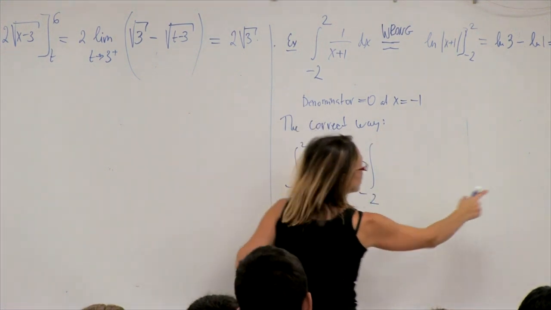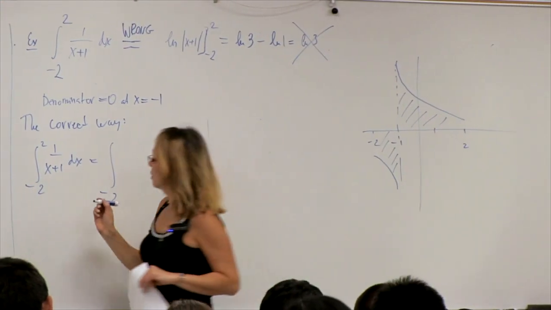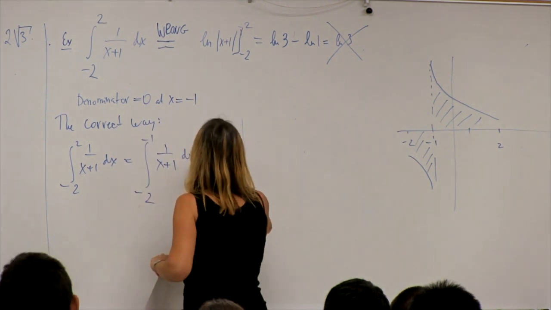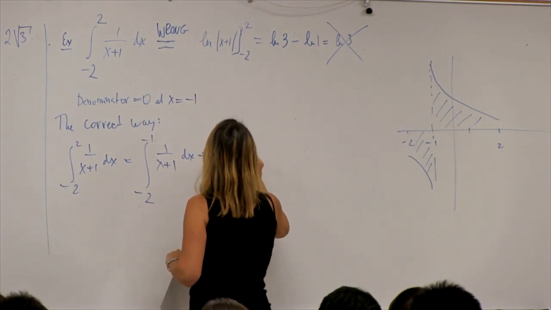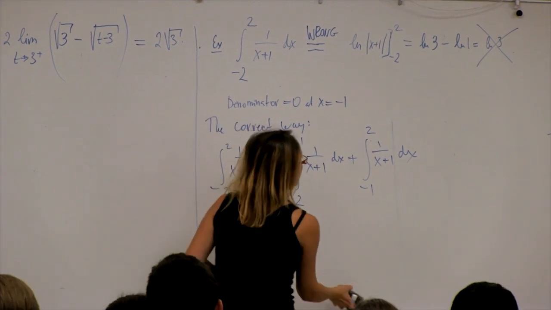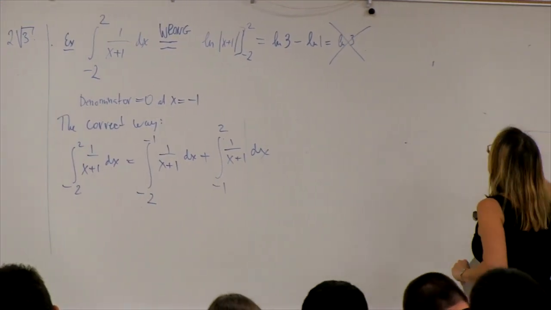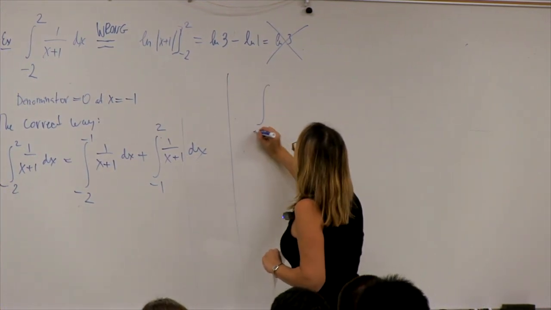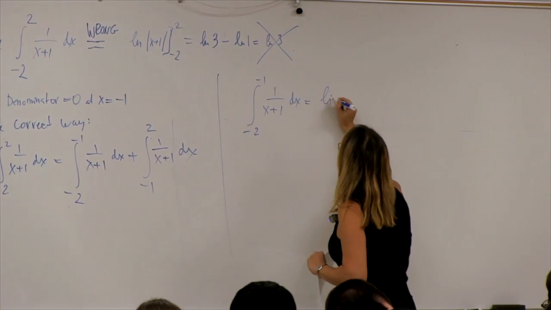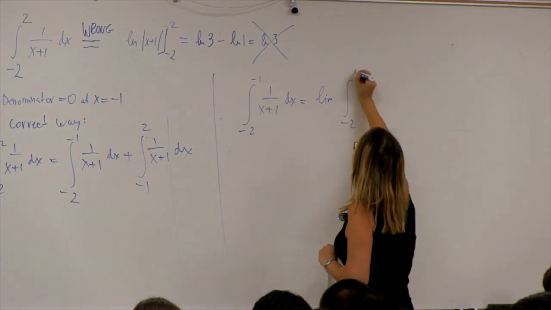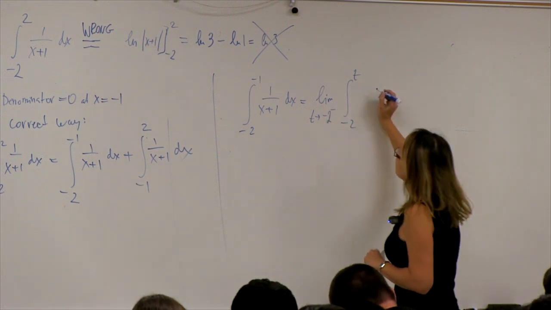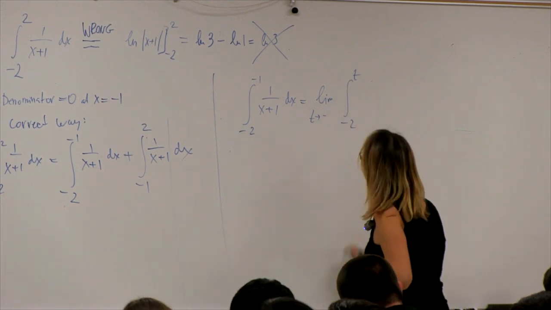So first we go from -2 to -1, so that's this branch. And then we go from -1 to 2. And we have to evaluate them separately as improper integrals of types 2A and 2B. So let's do that. Let's do the first one. So this is the limit. The problem happens at the upper limit. So t goes to -1 on the left. I'm sorry, -1.